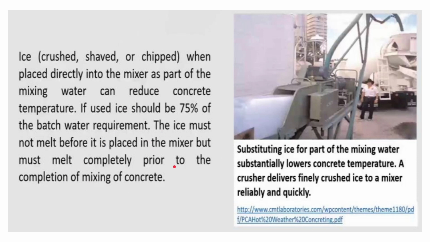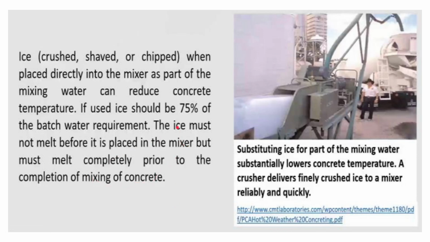Ice, in that regard, which can be in crushed form, shaved form, or chipped form, when placed directly into the mixture as part of the mixing water, can reduce concrete temperature. If used, ice should be 75% of the batch water requirement. The ice must not melt before it is placed in the mixture, but must melt completely prior to the completion of mixing of concrete.